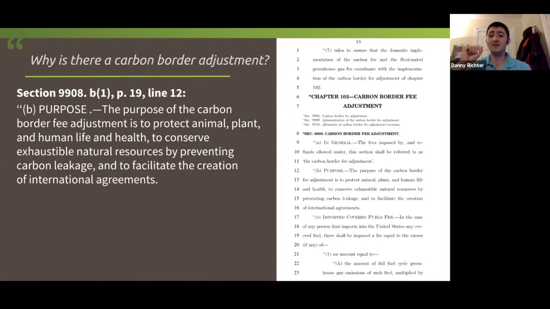but in the case of, on a technicality, we're not in alignment with those. Article 20, subparagraphs B and G of the GATT say that you can, if the purpose is to protect animal, plant, and human life and health, to conserve exhaustible natural resources, then you can still do this. And so this is just covering our butts.